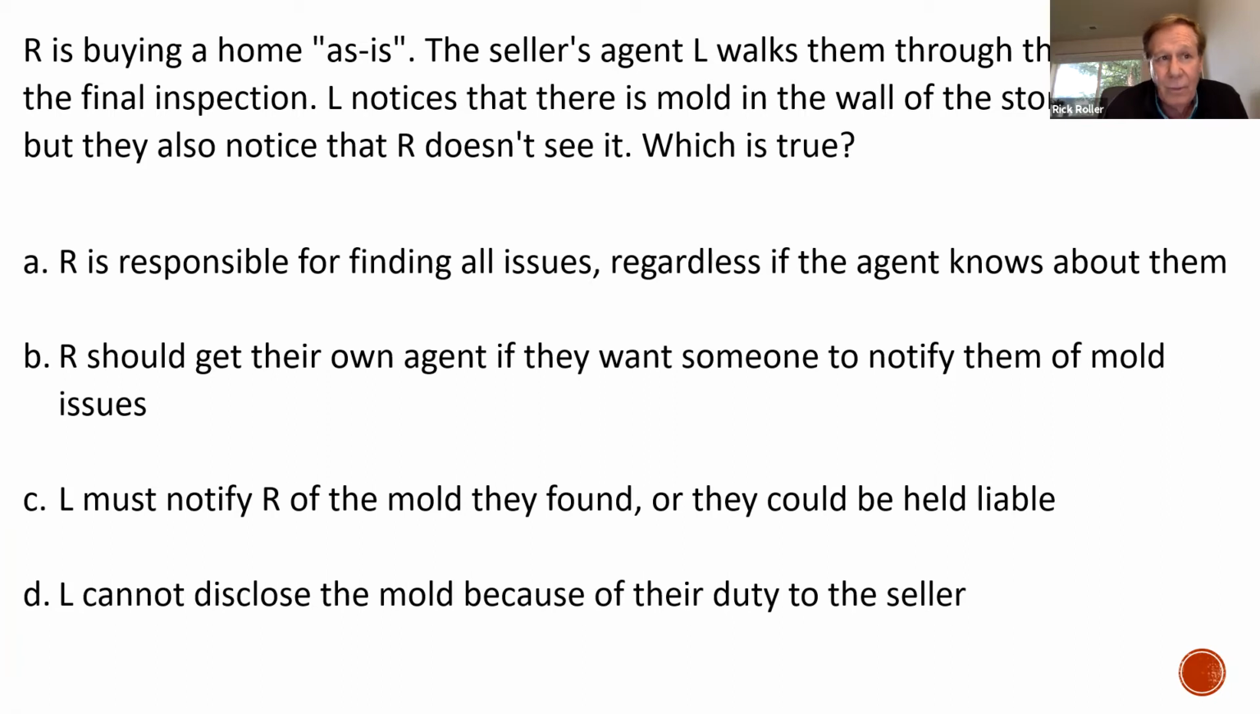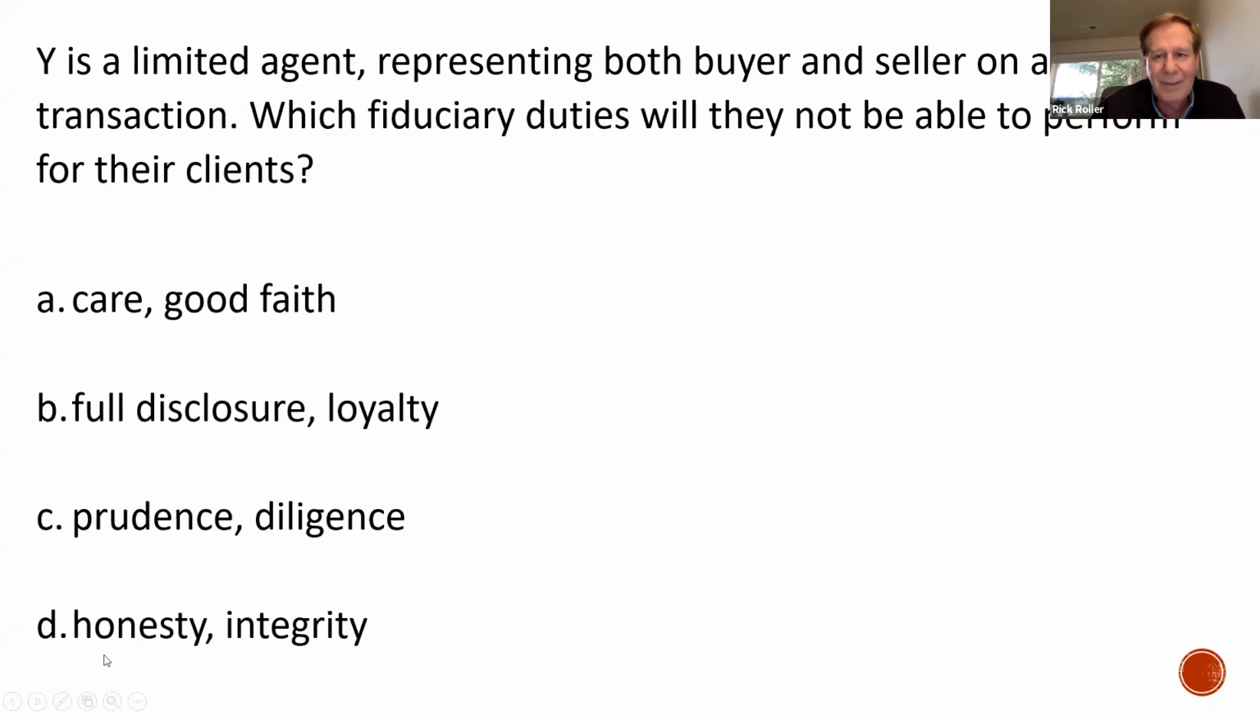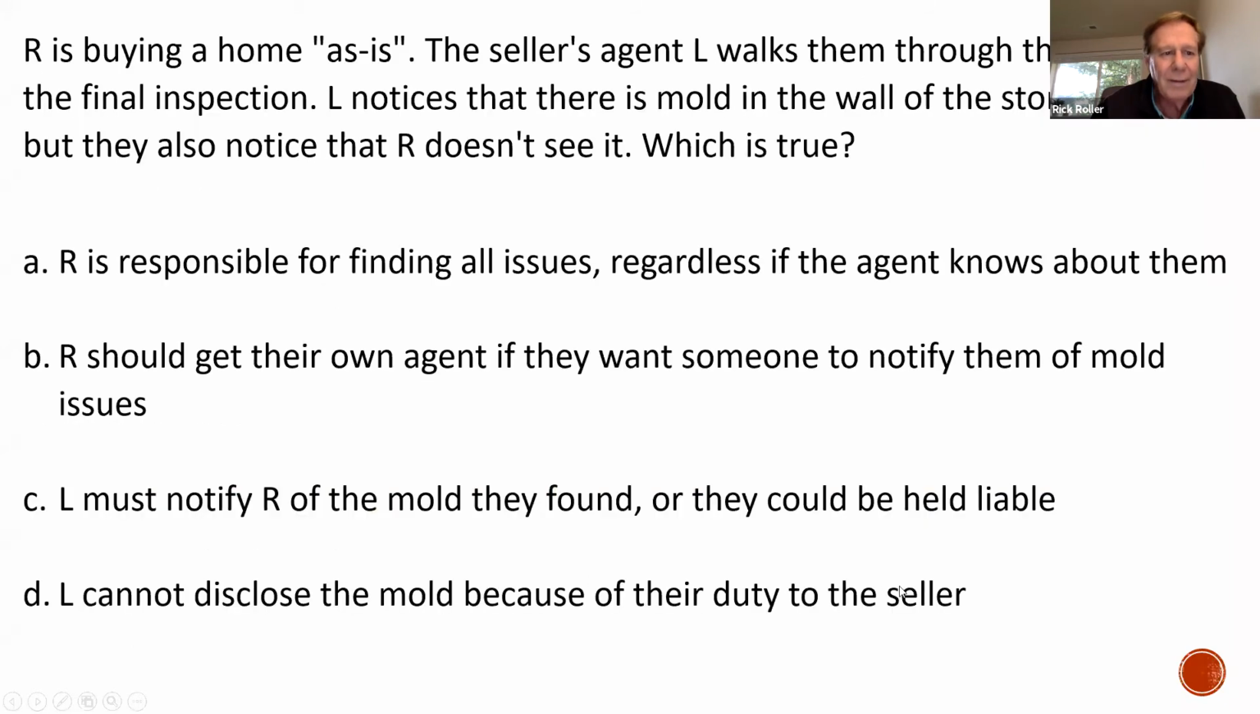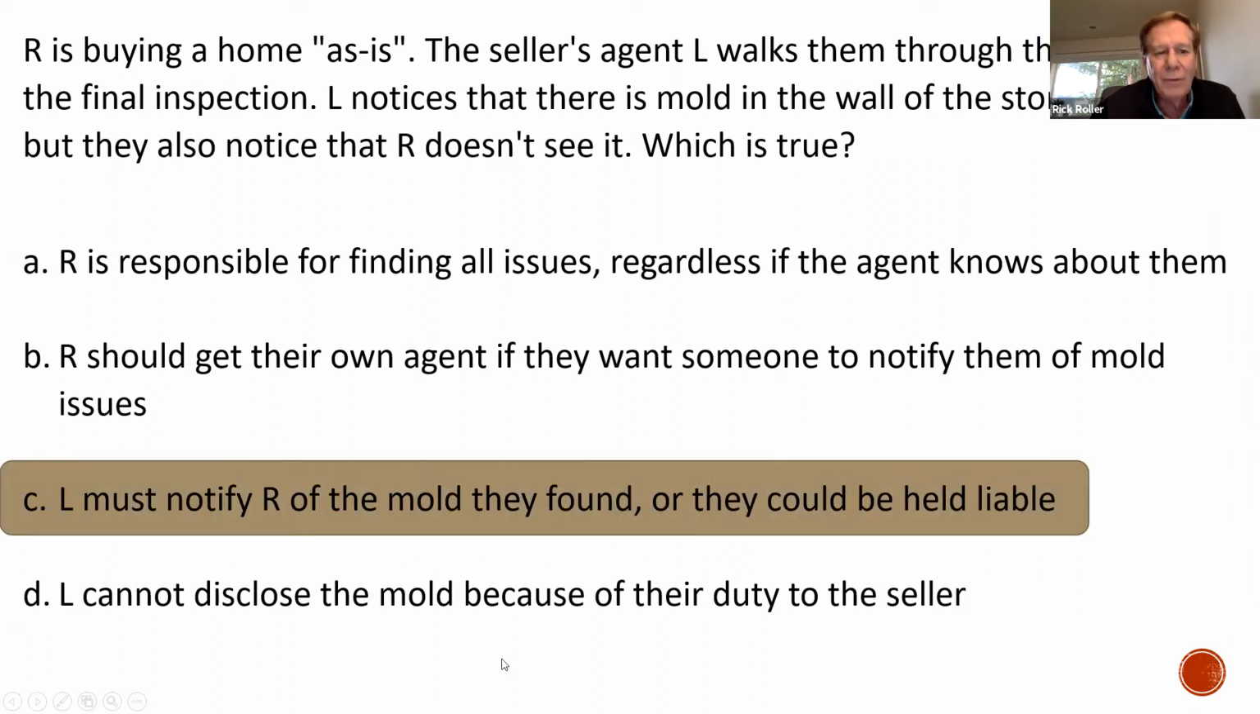Which is true? Well, they're buying the home as is, but any defect that could greatly influence the dollar value of a home that you find out about is a material fact, and you have to reveal all material facts. So A, R is responsible for finding all issues, regardless if the agent knows about them. Nah, that's not true. You can go ahead and put the right answer on if you want, Dan, that's fine. B, R should get their own agent if they want someone to notify them of mold issues. Okay, I want a mold agent for me too, okay?